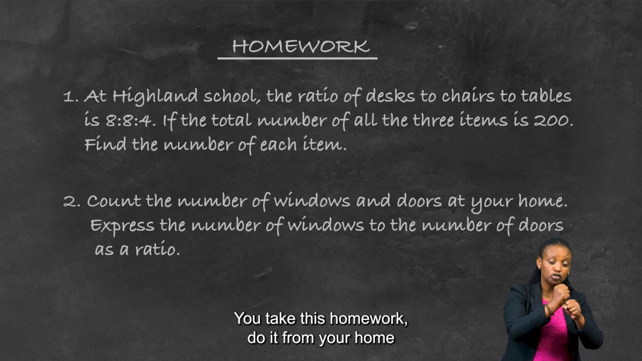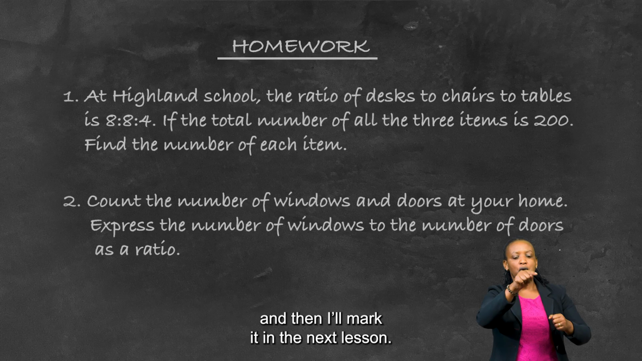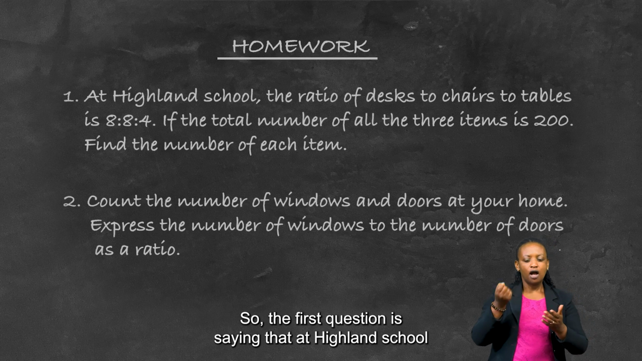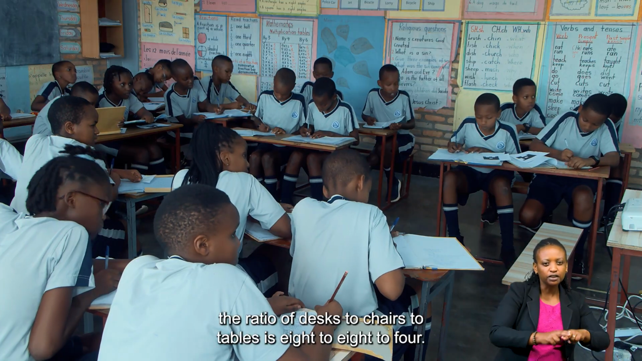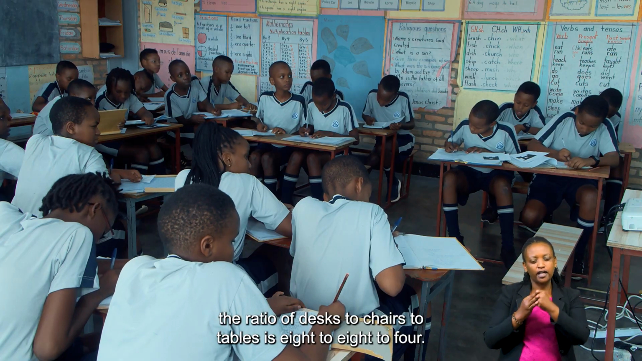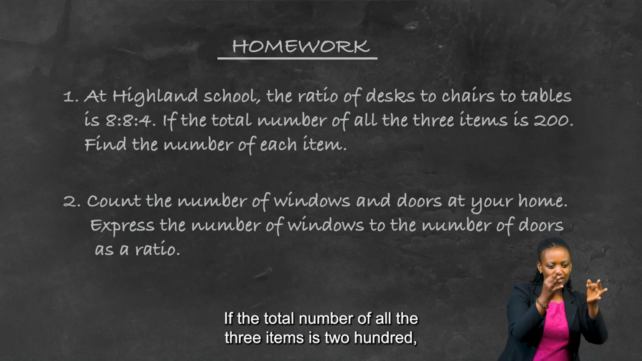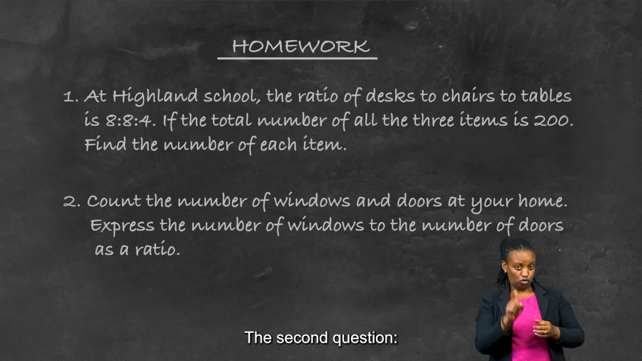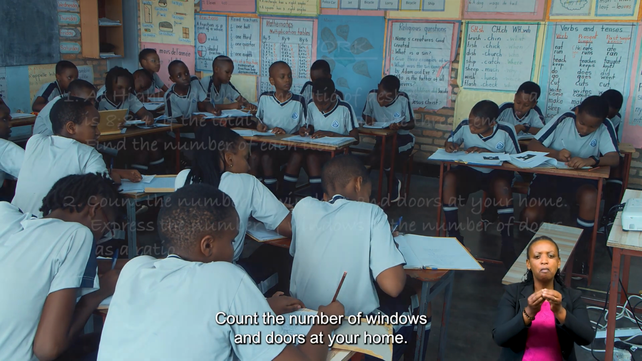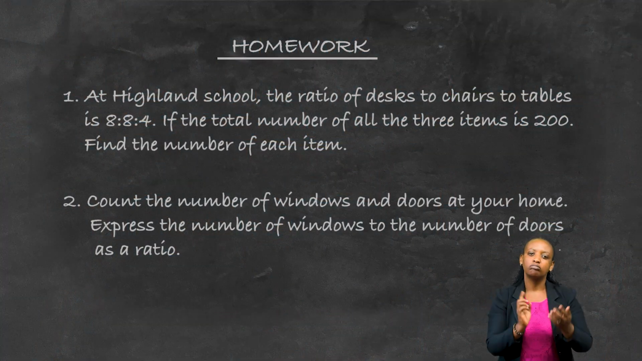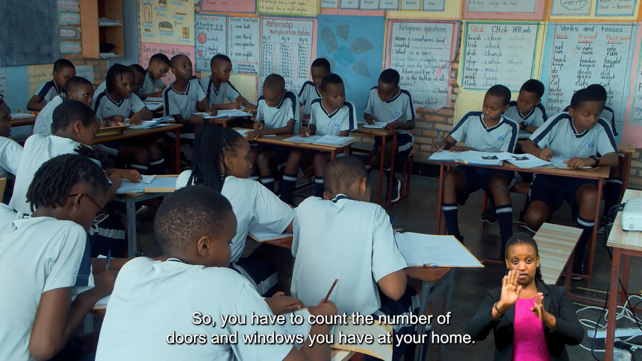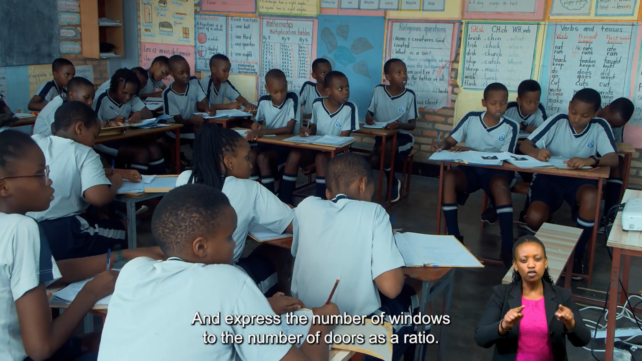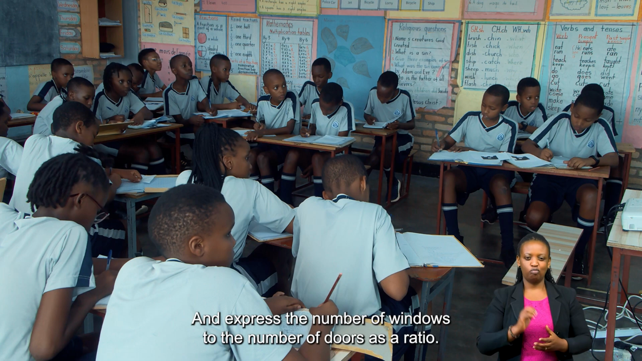You take this homework, do it from your home, and then I'll mark it in the next lesson. So the first question is saying that at Highland School, the ratio of desks to chairs to tables is 8 to 8 to 4. If the total number of all the 3 items is 200, find the number of each item. The second question, count the number of windows and doors at your home. So you have to count the number of doors and windows you have at your home and express the number of windows to the number of doors as a ratio.